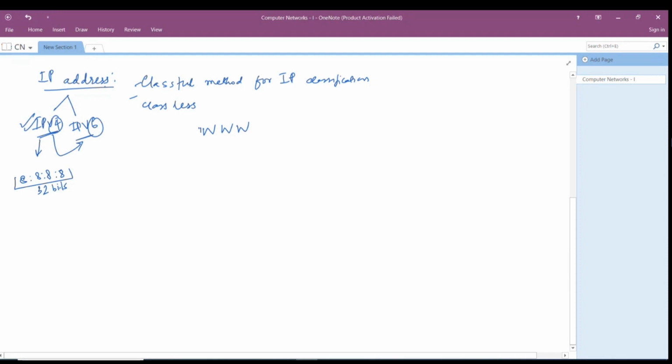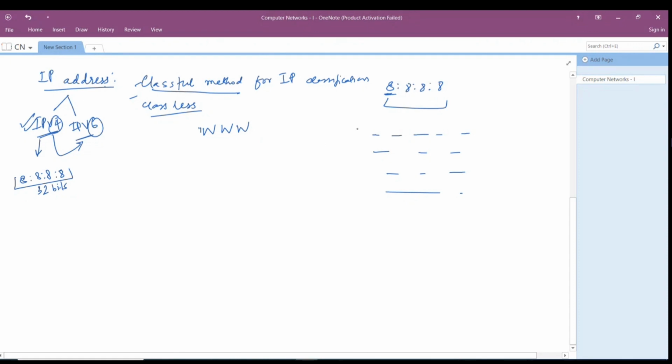Now we have the classful method and we have the classless method. In the classful method, we start dividing the IP, this 8:8:8:8, into certain parts, right? So 8 is what? It is 8 bits. So we have 8 bits, similarly another 8 bits, then another 8 bits, and another 8 bits. What we do in classful is we take a certain number of bits and say, okay, if the IP address has this particular starting bit pattern, then this is going to be in class A.